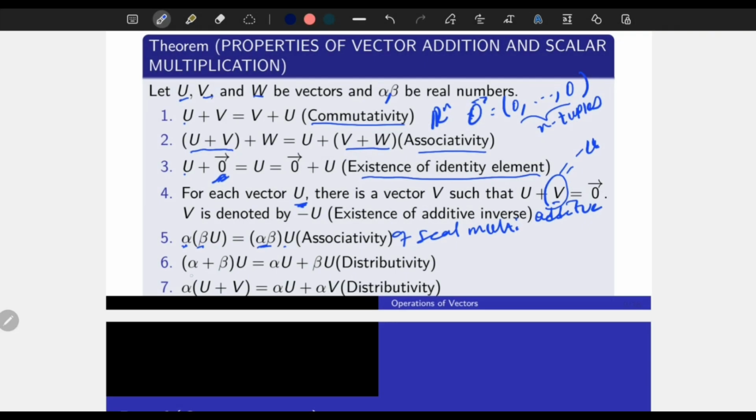Then we have the sixth property, which is that for alpha plus beta, we can distribute the vector multiplication through alpha and beta. So this is distributivity of scalar multiplication. And when you have alpha and two vectors, you can add both of the vectors and multiply by alpha, or you can multiply each vector by alpha and then add. So this is also the distributive property of scalar multiplication.